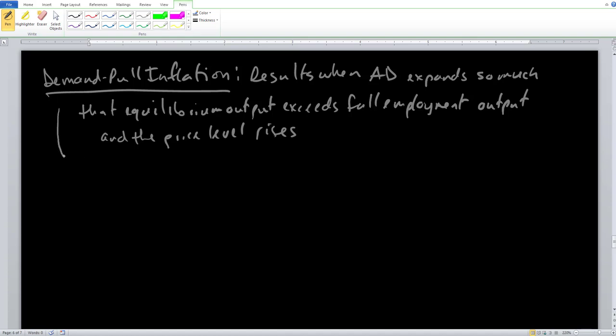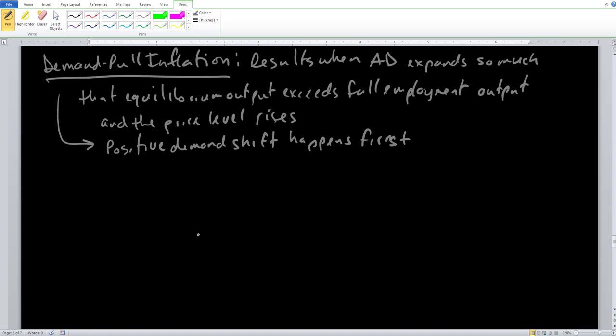The easiest way to differentiate demand pull inflation and cost push inflation, which we're going to take a look at next, is that under demand pull inflation, there is a positive demand shift that happens first. So if there's a positive demand shock that happens, it doesn't really matter what that shock is going to be. As long as it happens first, we know that we're going to be working under demand pull inflation. So let's go ahead and see exactly what this looks like graphically and the mechanisms and channels under it.